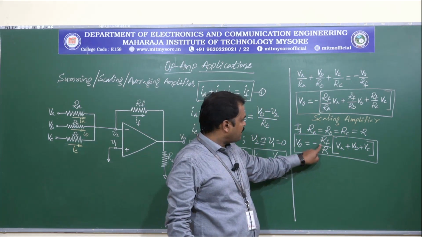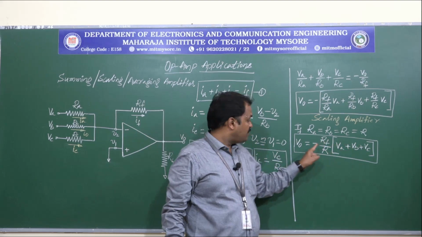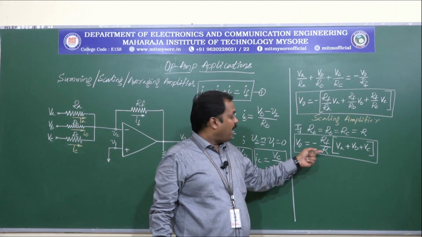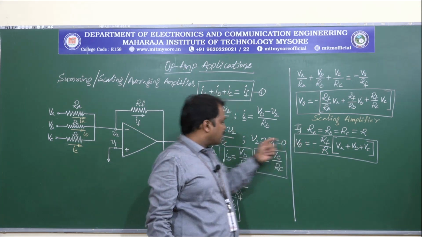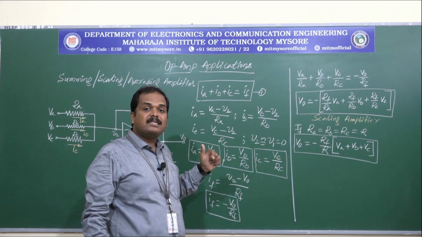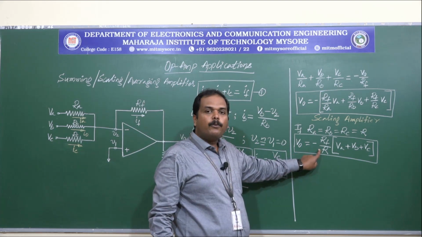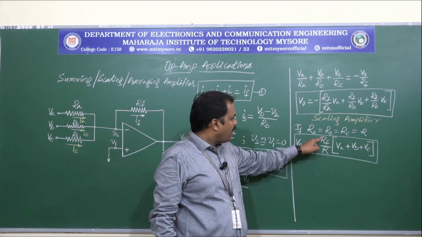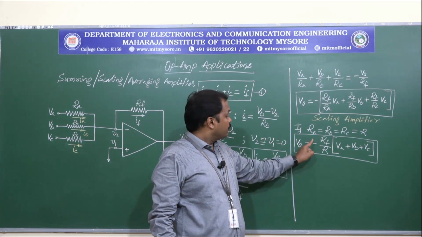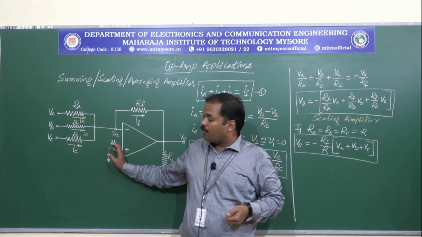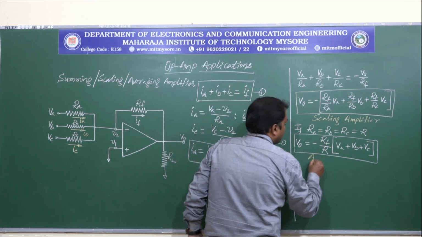So what we can see here is RF by R into VA plus VB plus VC with the negative sign, and this equation makes this circuit work as an averaging amplifier by selecting the appropriate value. By making RF by R equal to 1 by 3, this circuit works as an averaging amplifier.